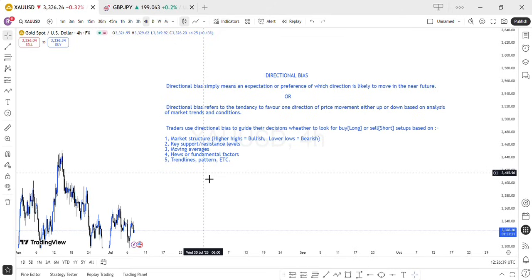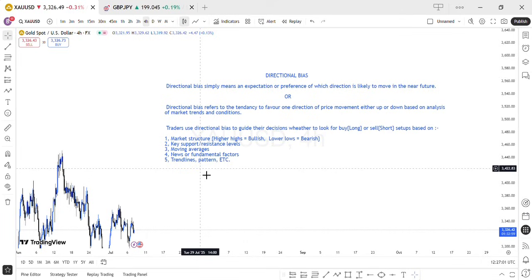Now for me, I use market structure, which is the higher highs and lows. Then I use trend lines as well. That's all I use. Everybody has what they use in trying to check out directional bias for themselves. So now I'm going to go into the practical, showing you how it's done.